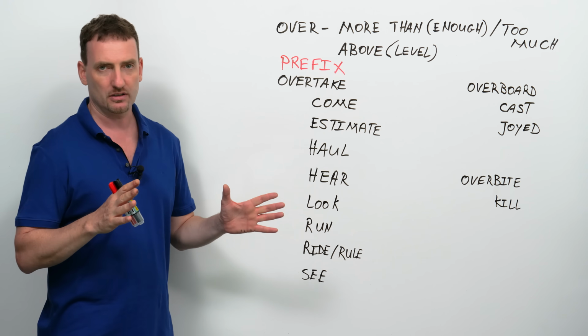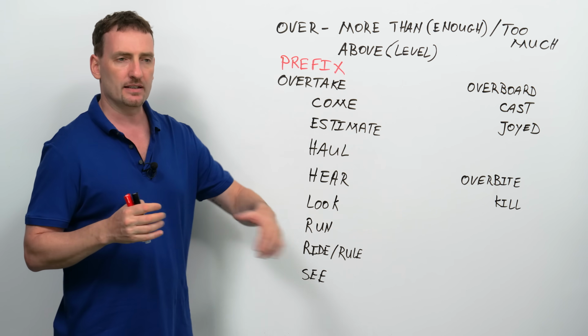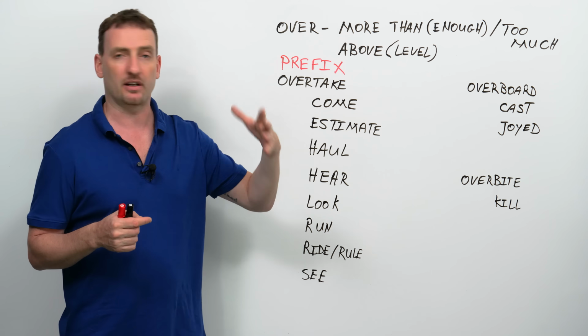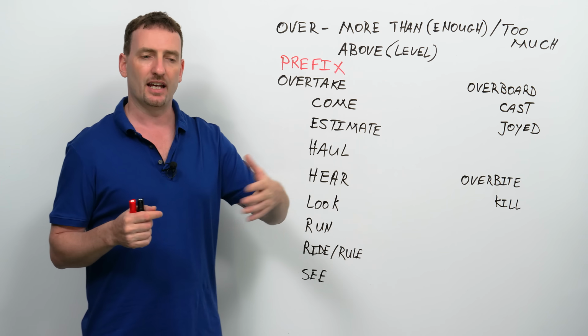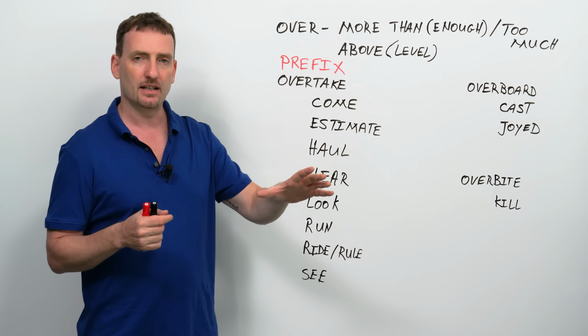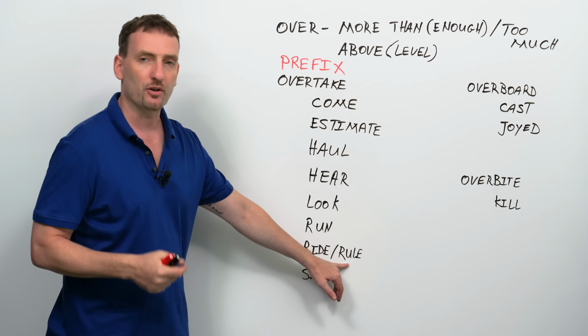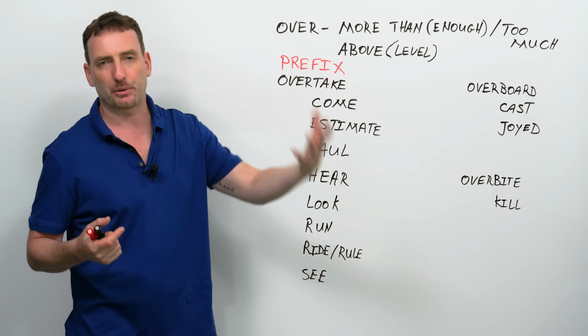Override and overrule. These are very similar. Override means to take away automatic control. When we're talking about a computer or machinery, if you override a command, it means you cancel the command and you put a new one. When you're talking about overrule, it's about people.